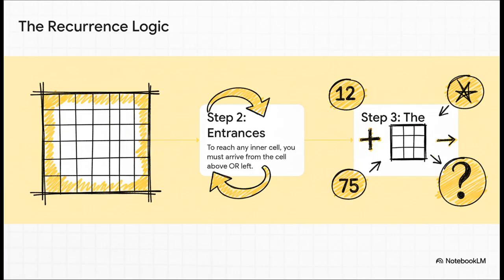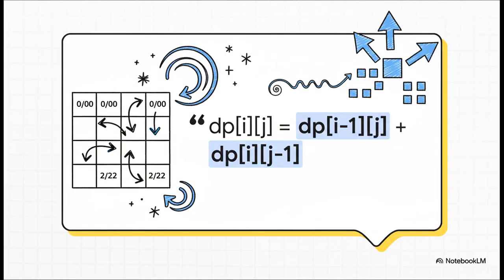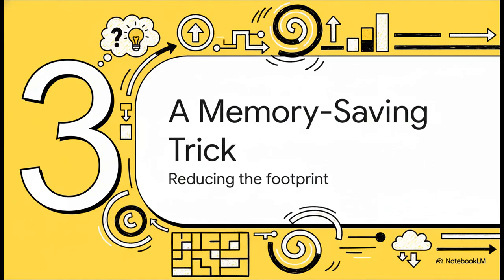paths from the left. And what we've just discovered can be boiled down to this neat little formula, which is called a recurrence relation. This right here, this is the engine of our whole DP solution. It's just the fancy mathematical way of saying what we already figured out. The number of paths to get to any spot is just the paths from above plus the paths from the left.